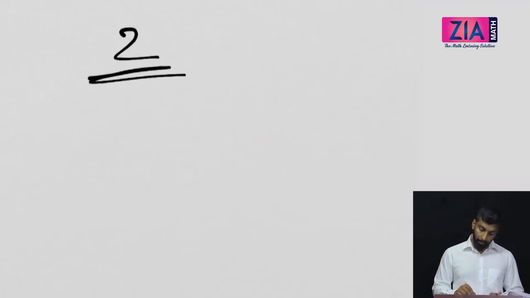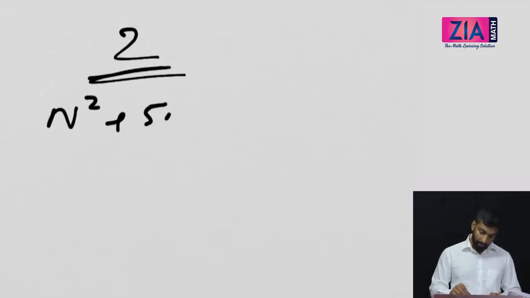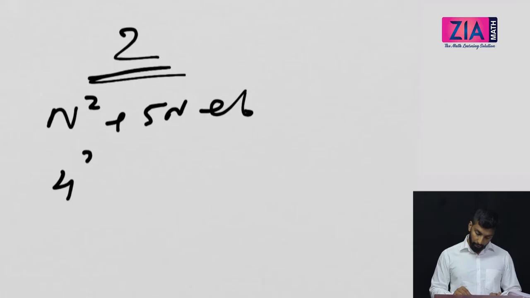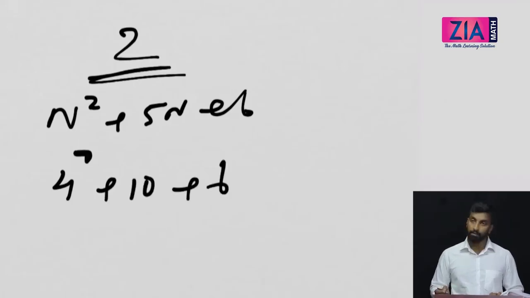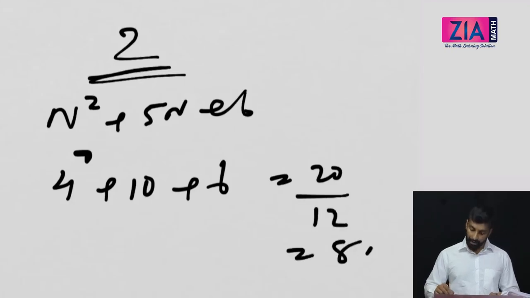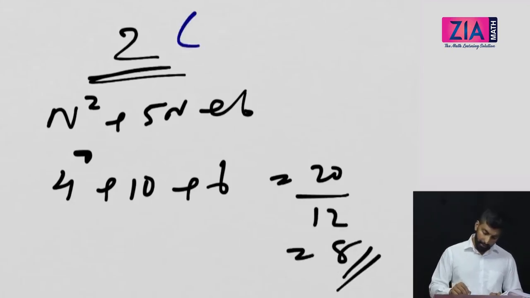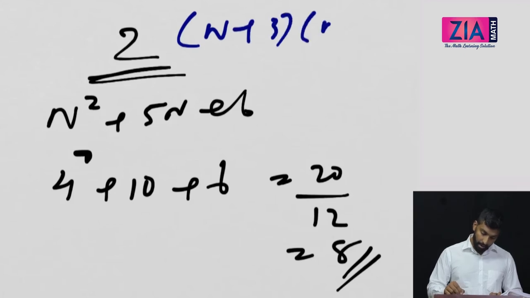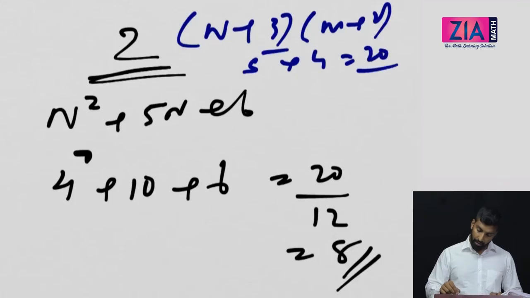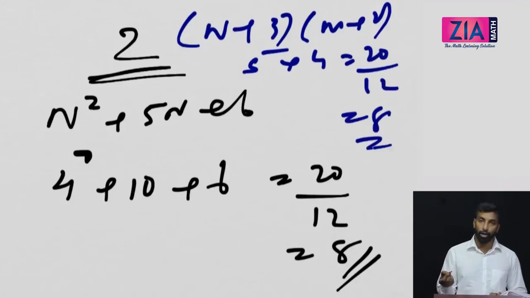So after getting n is equal to 2, you just put it in that equation, n square plus 5n plus 6. That is nothing but 4 plus 10 plus 6, that is nothing but 20, which is greater than 12. You need to divide by 12 again, you get 8. Or easy method, you can split it into n plus 3 into n plus 2, right? That is nothing but 5 into 4, which is also 20, divided by 12, you get 8. Whatever way you want, you can do it.